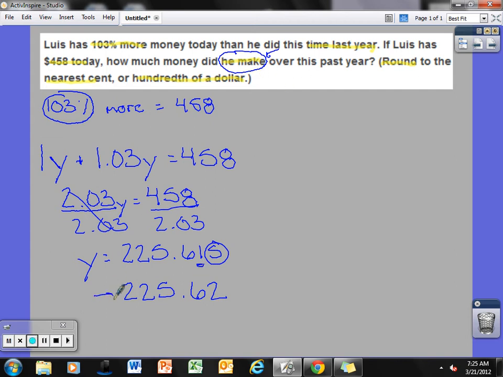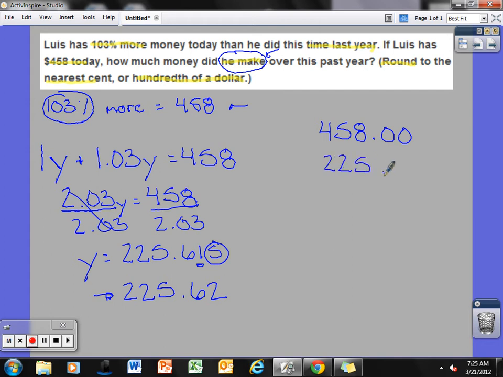Now, we want to figure out how much money he made over the past year. So this was what he started with last year. This is what he has right now. So what do I need to do with these two? I need to subtract these two to figure out how much he made. So I take 458. I'm going to put a decimal point at the end and put 2 zeros, because I noticed that the other number goes into the hundredths, and it always helps me if I put the decimal point with the 2 zeros for money.